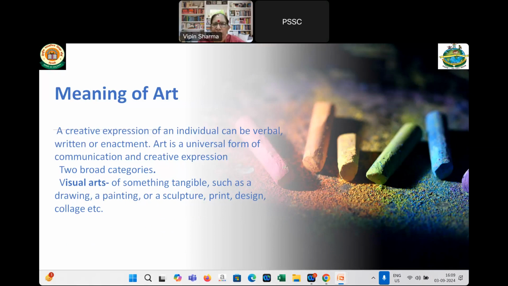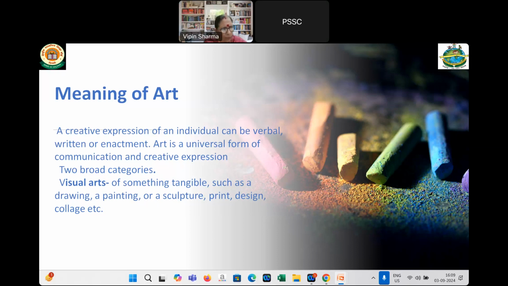Okay, see, now you can see the slides here towards my right. You can connect this to art, how the four pieces of chalk are colorful, why, what is the dust all over, what are the uses. It all depends on the teacher. We need to be more creative. So it has to grow. Art is a creative expression of an individual. It can be verbal or written.